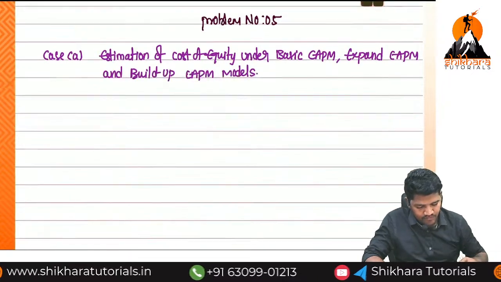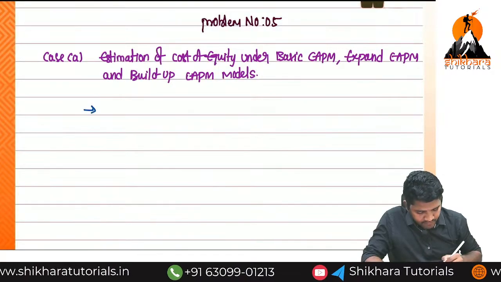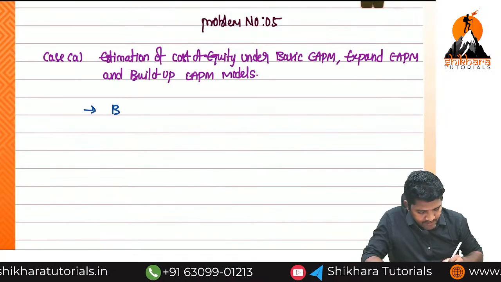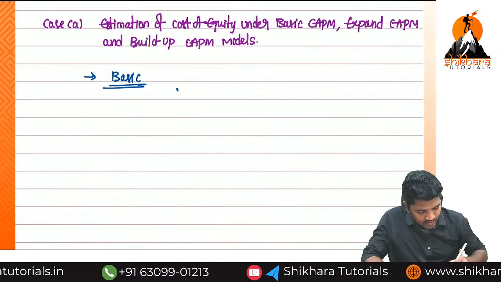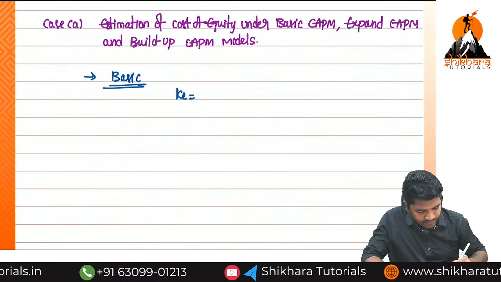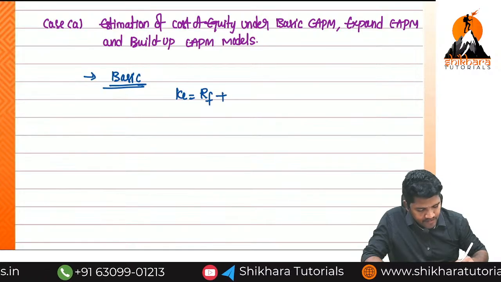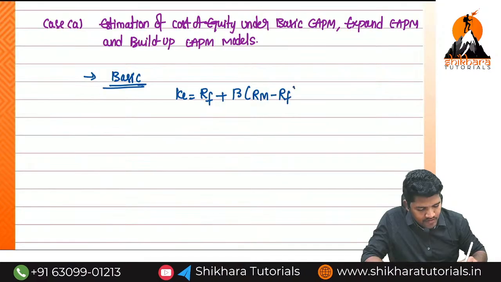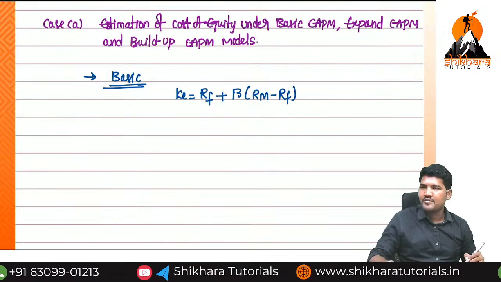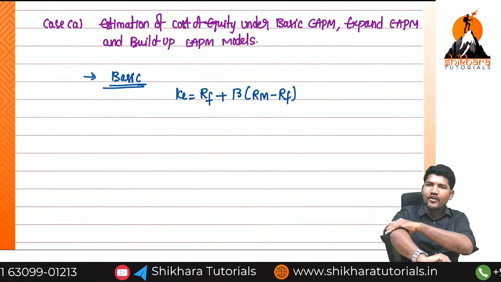Now see, on that first one, basic KE equals RF plus beta into RM minus RF. Sir, you need to write full forms. It's a very important thing in the final exam.